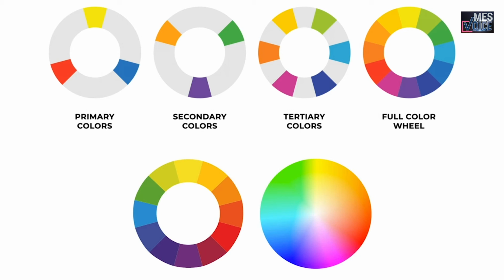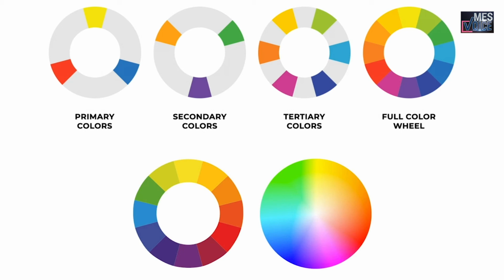Next is the secondary color. Secondary colors are made by mixing equal portions of the primary colors, which create green, orange, and purple. Next is the tertiary color. Tertiary colors are made by mixing a primary color with a neighbouring secondary color. For example, if we mix yellow with orange, we will get a yellowy orange color in between.